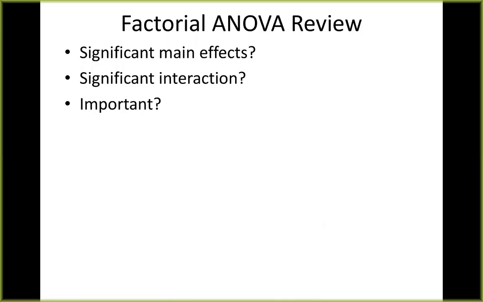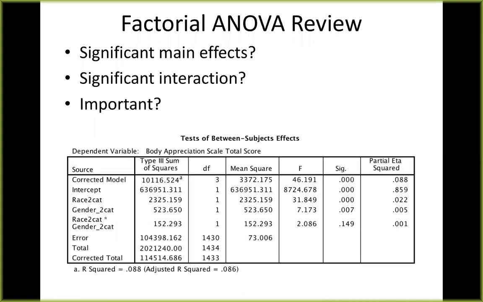So we'll talk about the factorial ANOVA from last time. These are the findings that I got from the, I think I just did one data set this time. Yeah, so just that same data set this time. So were there significant main effects?